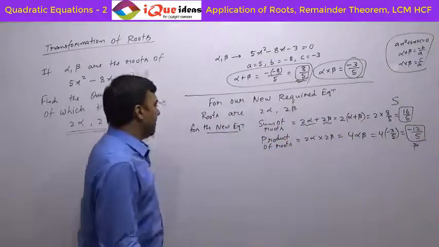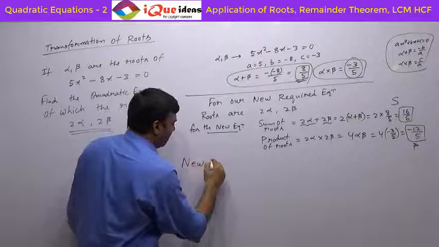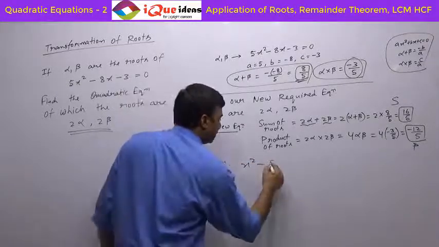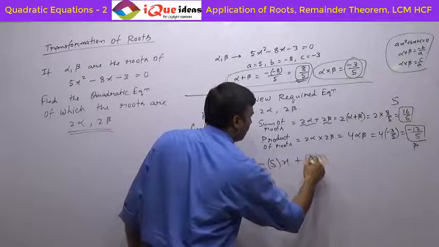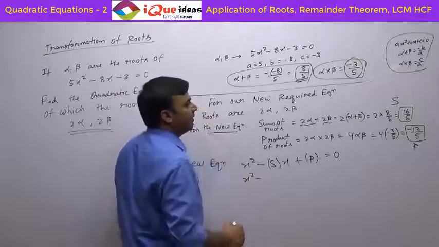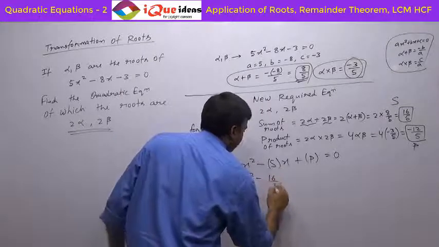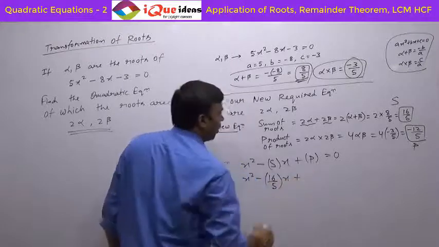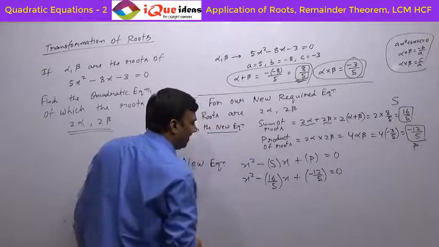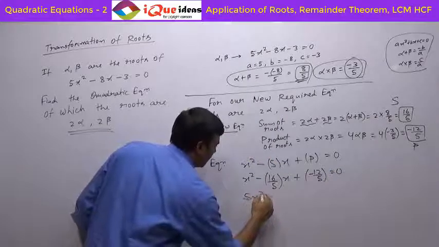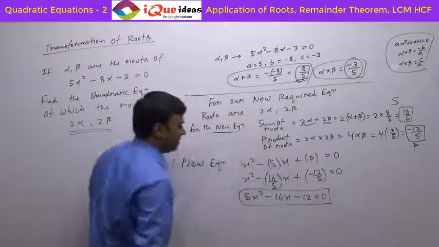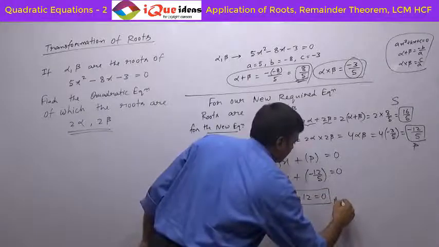So this means our new equation can be directly given as x square minus sum of roots into x plus product of roots equal to 0. Just put it there. So it is x square minus sum of roots is 16 by 5 into x plus product of roots is minus 12 by 5 equal to 0. So multiply by 5, it will become 5x square minus 16x minus 12 equal to 0. Right? So this is the answer of question.